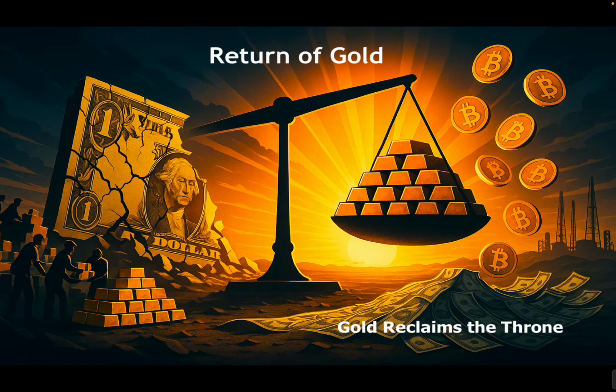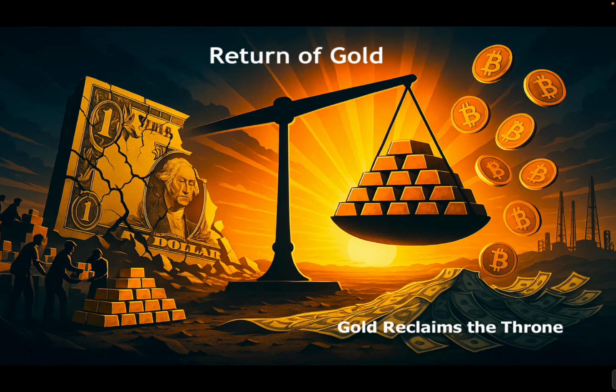History moves in cycles, and every paper system eventually meets its limit. As faith in fiat currencies weakens, gold is quietly reclaiming its throne. Central banks around the world are hoarding gold again, preparing for a new era of trust backed by substance, not promises. From $35 an ounce in 1971 to over $4,300 today, gold has outlived every currency. It doesn't default, it doesn't go bankrupt, it simply endures.